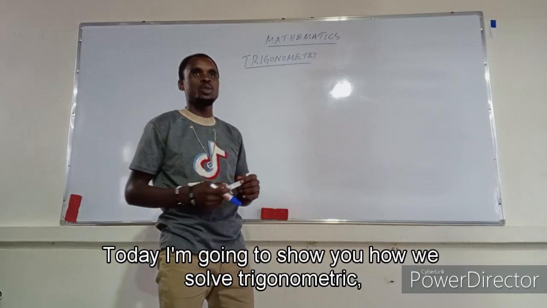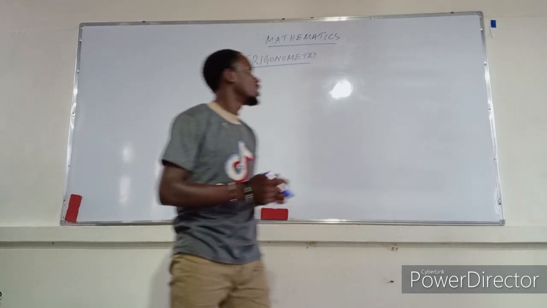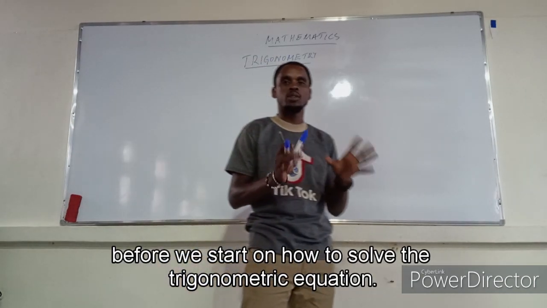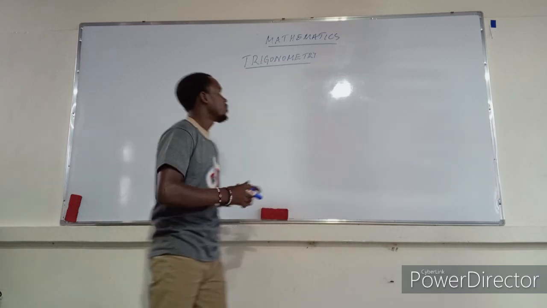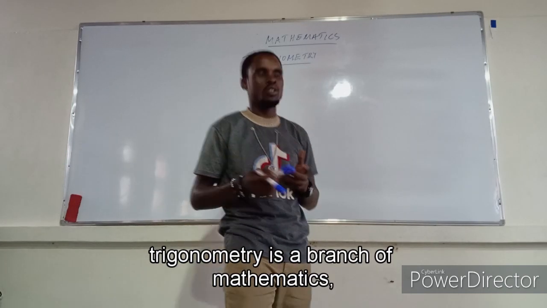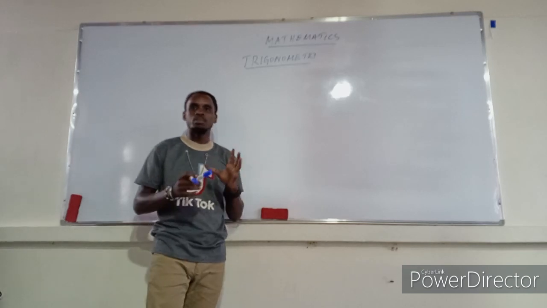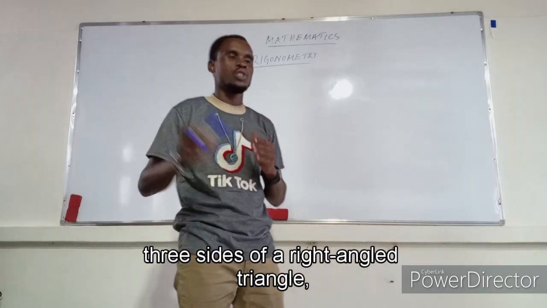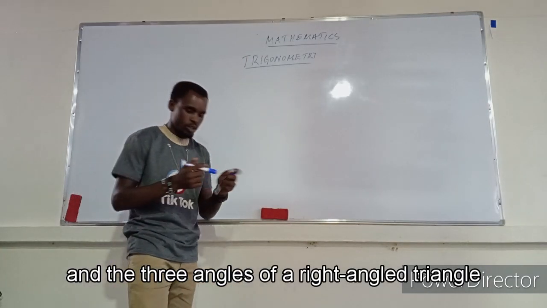Today, I'm going to show you how we solve a trigonometric equation. But before we start on how to solve the trigonometric equation, let's start with the trigonometric formula. Basically, trigonometry is a branch of mathematics which deals with the relationship between the three sides of a right-angled triangle and the three angles of a right-angled triangle.